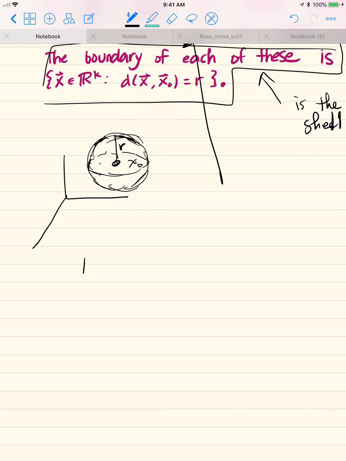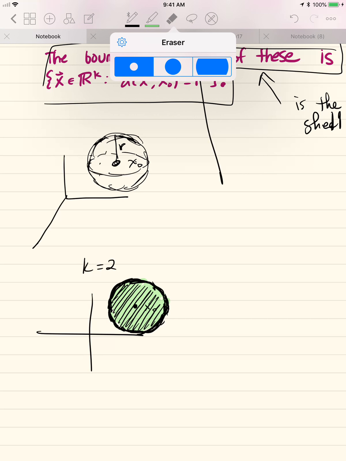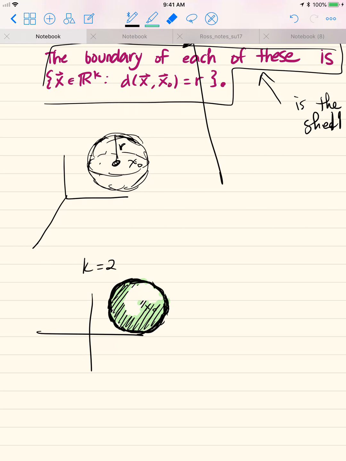Okay, so for instance, for k equals 2, if we have some point x naught, we can talk about the points that are within r units from x naught, right? So that's an open set. Now, if we include the points that are exactly equal to r, so if we include that circle, now we've got a closed set, and then the boundary is just the circle itself. So the boundary would just be the circle.